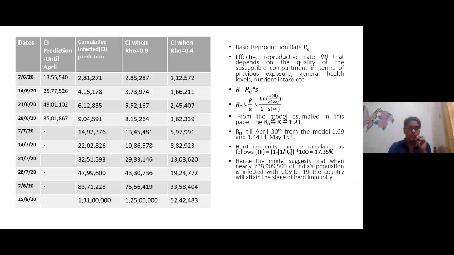And we can see a difference of almost 7 lakhs if we can decrease the contact by at least 10% over here. So that is the study used. And the reproduction rate also shows a declining trend.